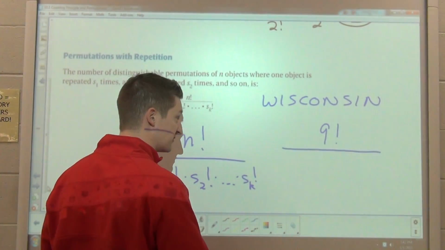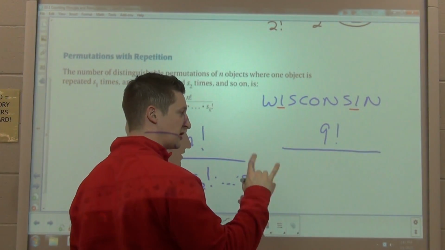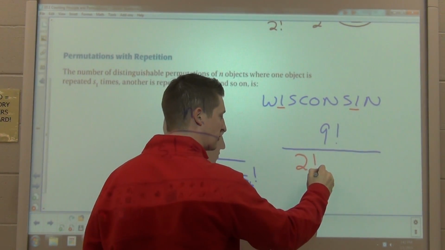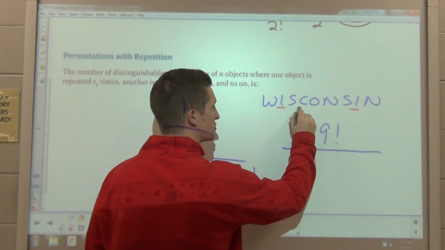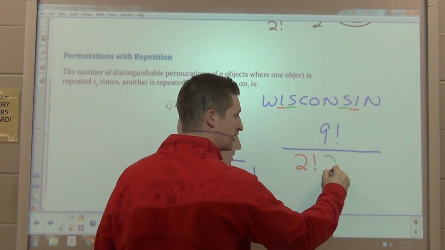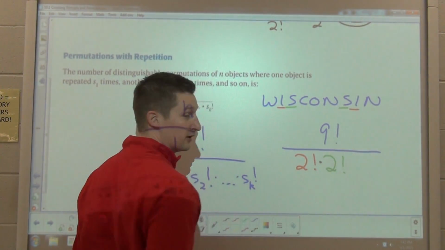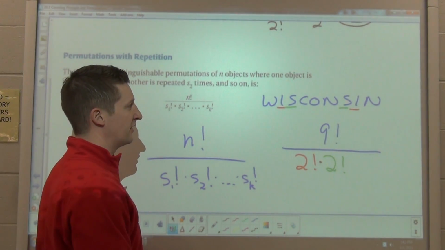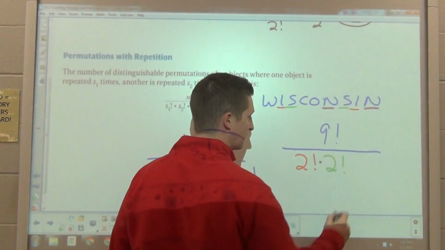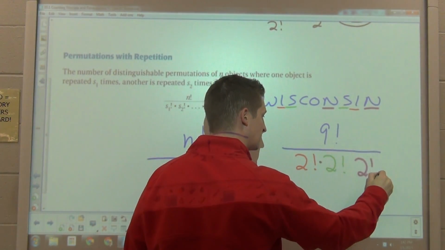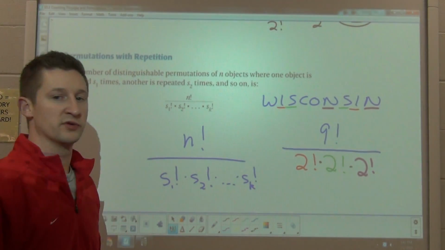Well, let's look for some repeats. First of all, I notice that there's 2 i's. So because there's 2 i's, I'm going to have 2 factorial in my denominator. What else? Let's see. I notice that there's 2 s's as well. Okay, well that's going to be another 2 factorial in my denominator. And these get multiplied together down here, according to the rule. Anything else that overlaps? Oh yeah, I notice that I've got 2 n's. So I'm going to have another 2 factorial in my denominator. And I have to multiply all of those together.